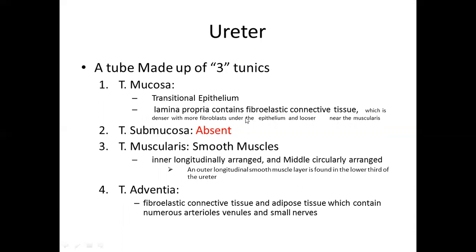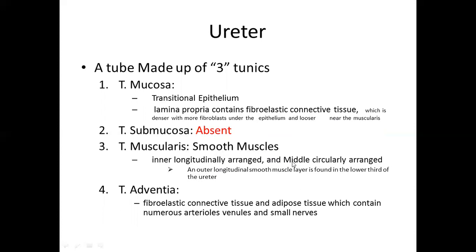Below the epithelium, there is lamina propria, which is more fibrous and dense towards the epithelium, and comparatively loose towards the next muscular layer. The muscularis externa is made up of smooth muscles. Here, the muscular arrangement is quite different from the digestive system. In the upper two-thirds of the ureter tube, there are only two muscle layers, inner longitudinal and outer circular.